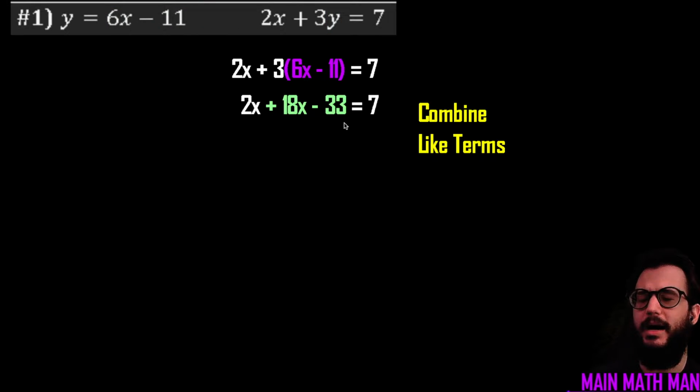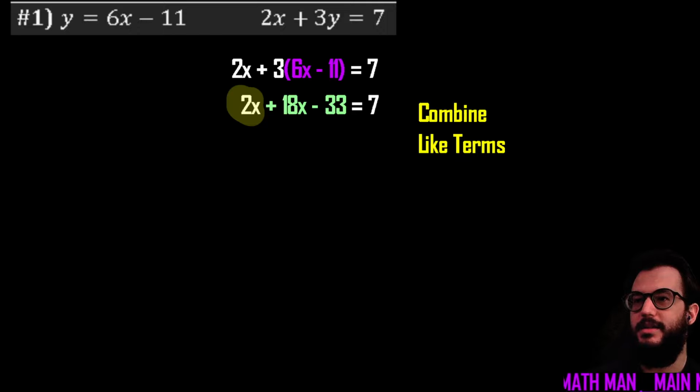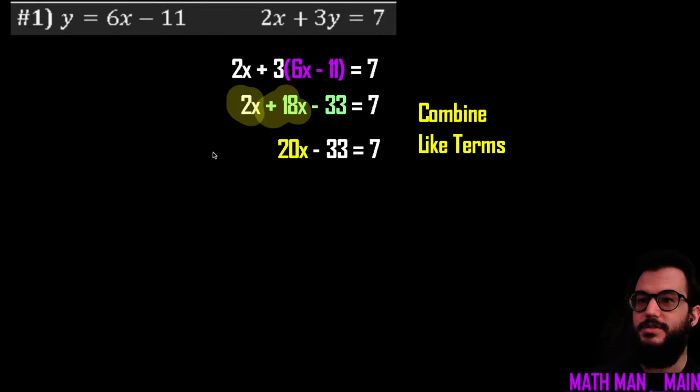Make sure you can combine like terms. Work on one side of the equation first. So I notice, hey, I have a 2x and an 18x. They both share the same variable to the same power, so I can combine those together. Again, make sure you're just adding those or combining those coefficients. So I'm going to have 20x, and then I have minus 33 equals 7.